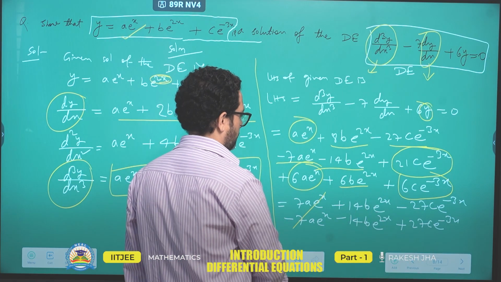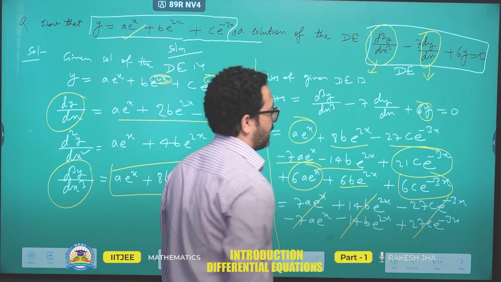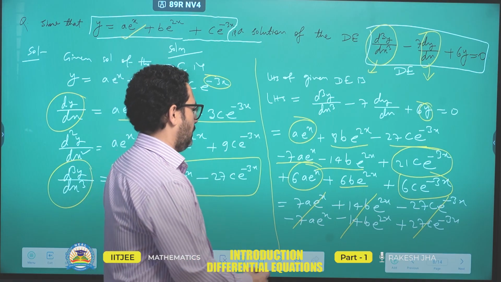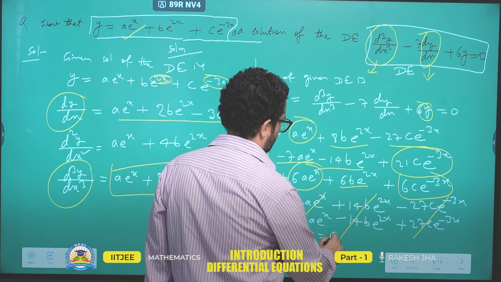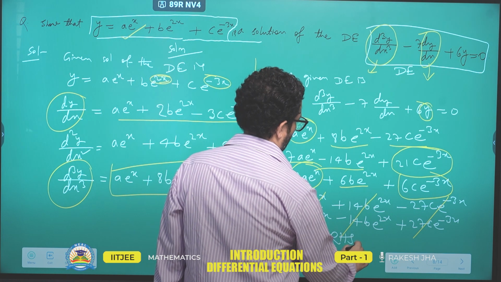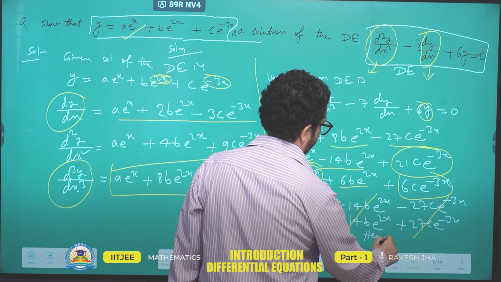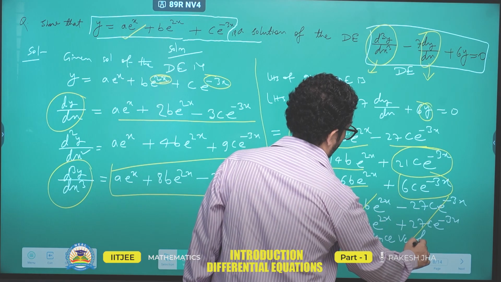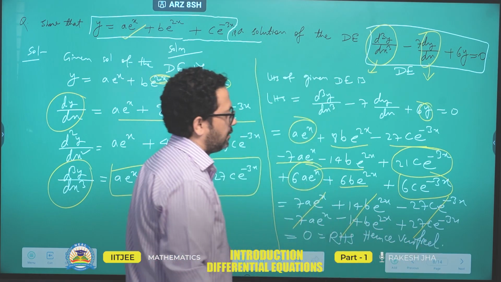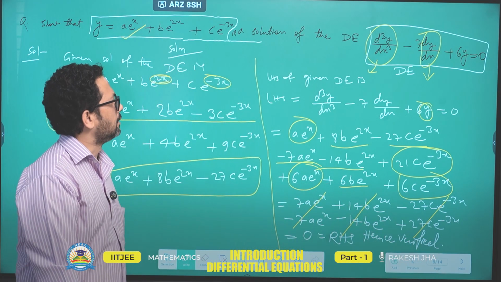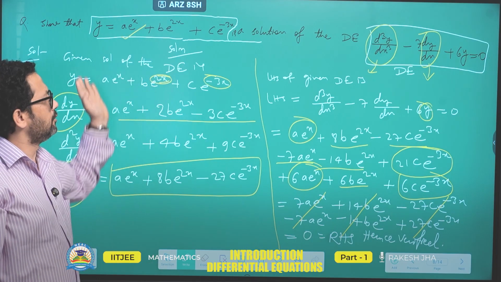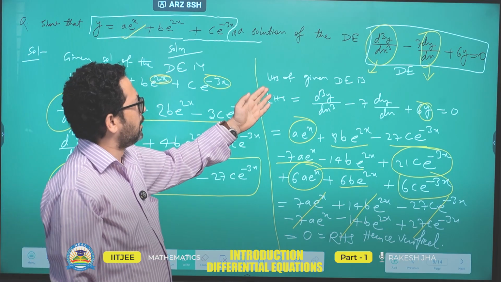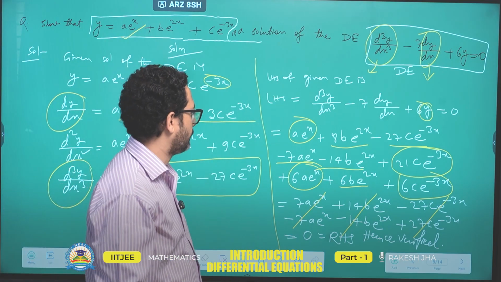So what do we observe? This much, this and this all getting cancelled, plus and minus. So we are getting 0, that is your RHS. So we can write hence verified. This shows that the given solution is the solution of the given differential equation.